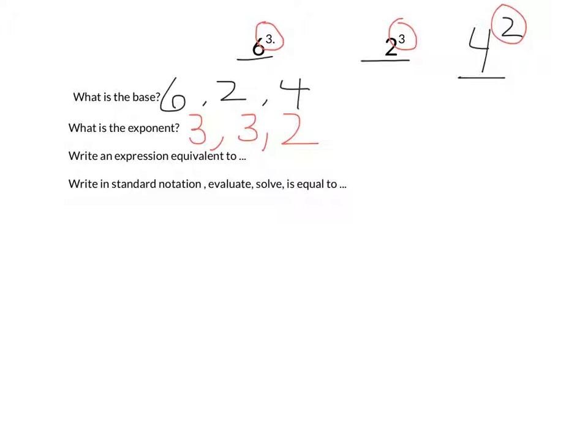Write an expression that would be equivalent to 6 to the third power. So that would be 6 times 6 times 6. If I was going to write one for 2 to the third power, that'd be 2 times 2 times 2, the base 3 times. And if I was going to write one for 4 to the second power, that would be 4 times 4. So that's my expression.